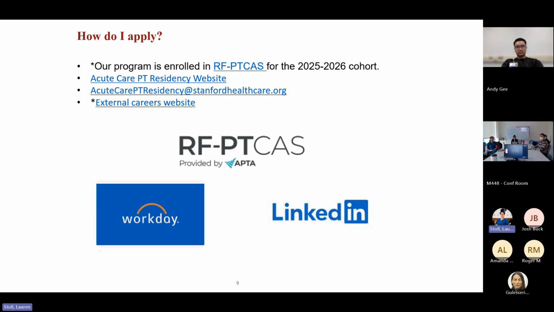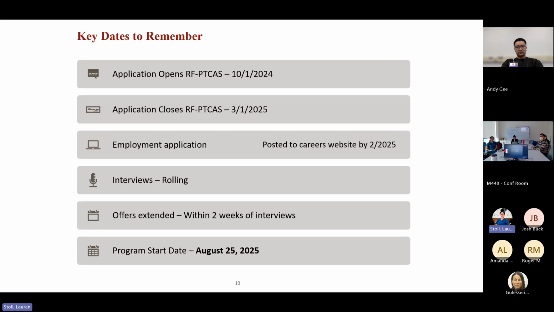Okay. All right. So that's how you apply. So when is everything due? Okay. So this is probably really important. If you want to mark your calendars or save this for later, screenshot it, whatever, this is really important. So the RFP TCAS application cycle is already open now.